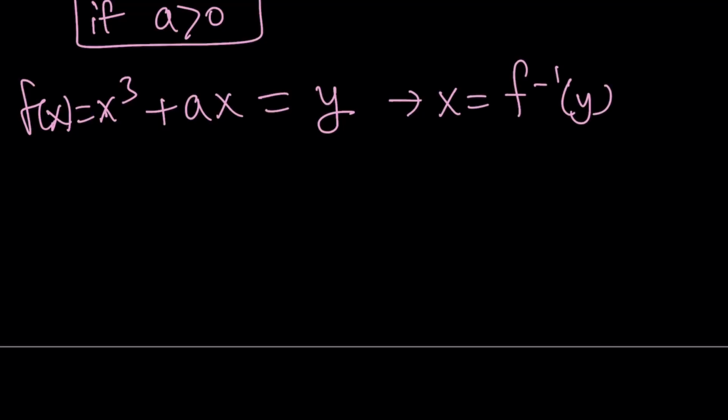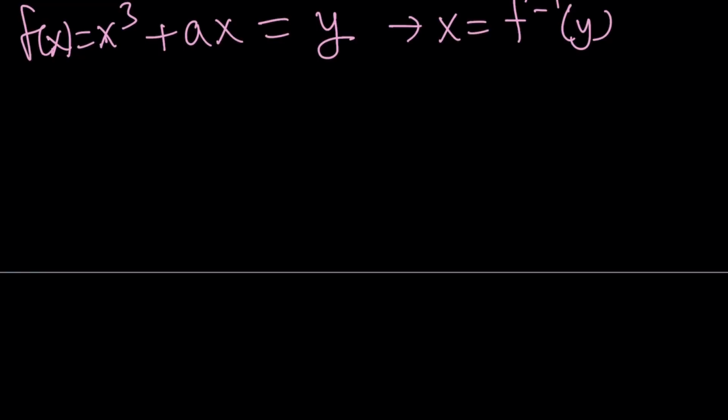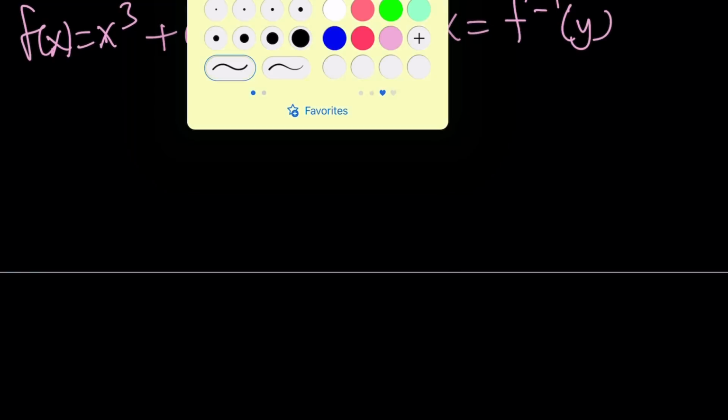And once we find f inverse of y, we're going to replace y with x, so on and so forth. Hopefully you get the idea. But some people switch x and y first, and then they solve for y. It's the same thing. So now we're going to use Cardano's formula, which is lots of fun.